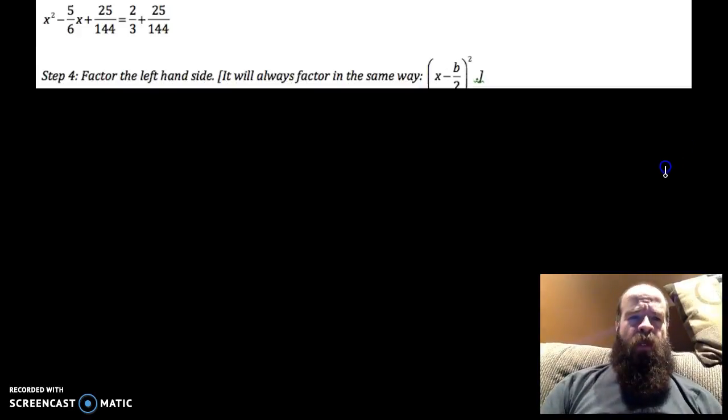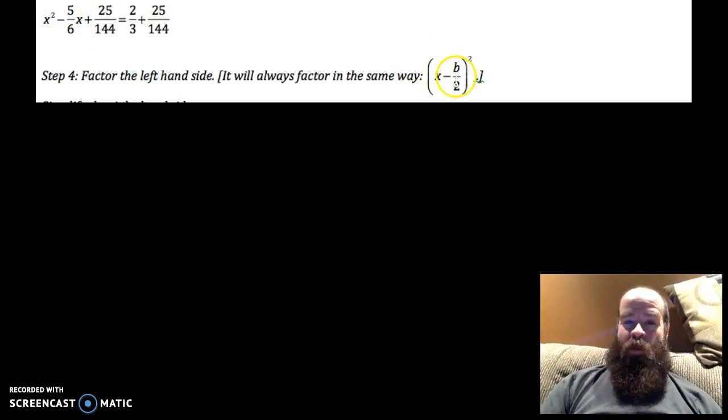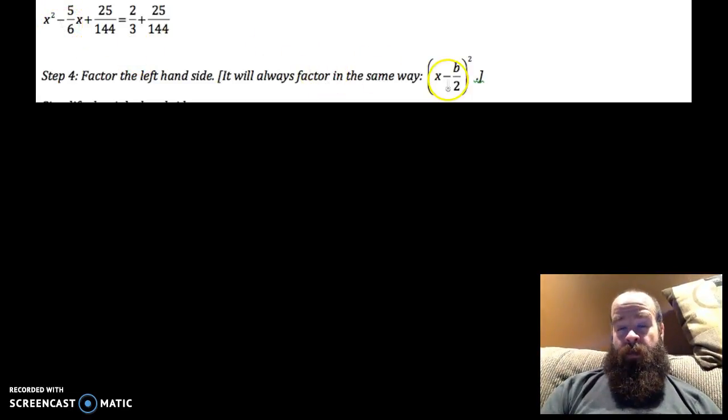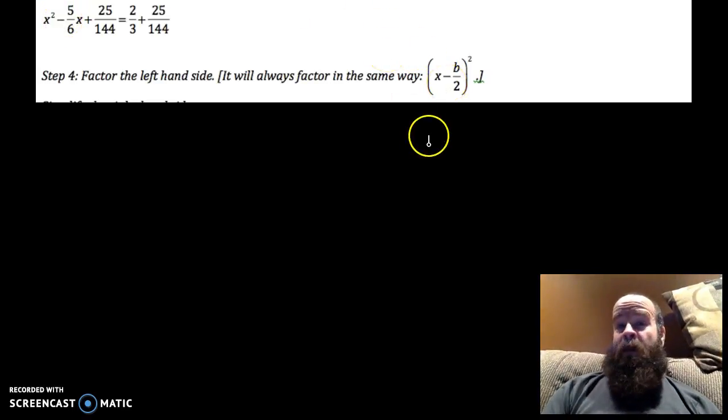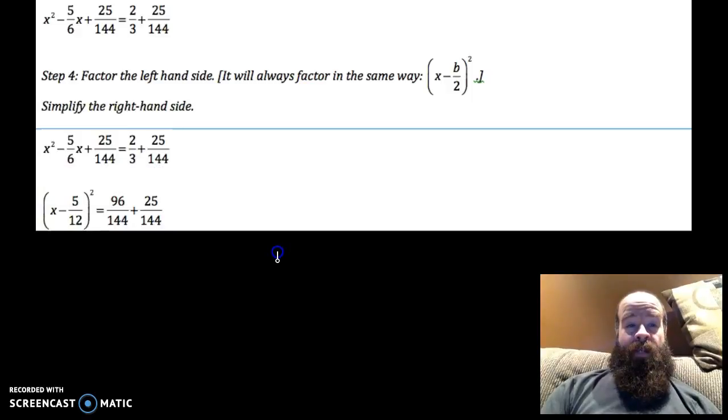Now, step number 4. We're going to factor the left-hand side, this perfect square trinomial. The nice thing about completing the square, no matter how messy the numbers are, is that it's always going to factor the same way. It's always going to be half of this b coefficient that lands in this squared factor, with the same sign that I had here. So if this was a plus, this would be a plus. This is a minus, this is a minus. It doesn't matter how messy the numbers are, it always factors that way. After all, two numbers that multiply to give me 25 over 144 and add to give me negative 5/6 are negative 5/12 and negative 5/12. So that's going to factor like that.